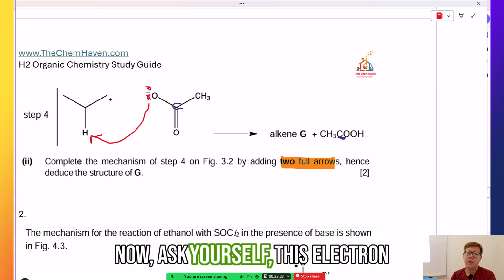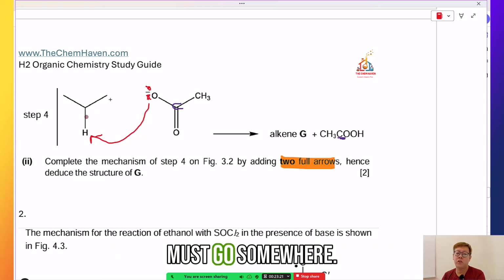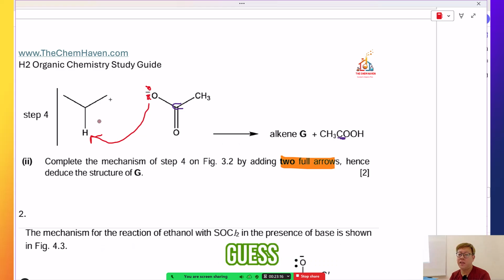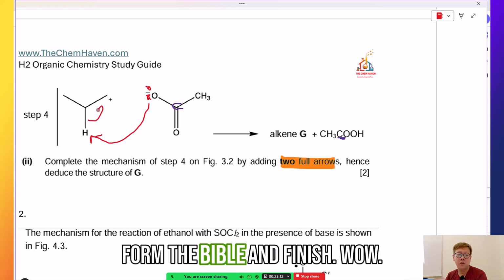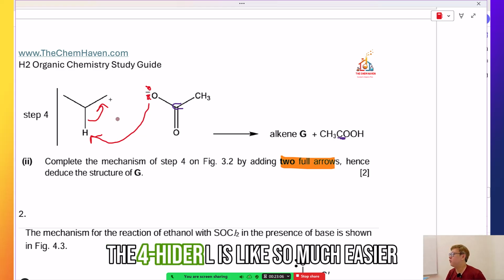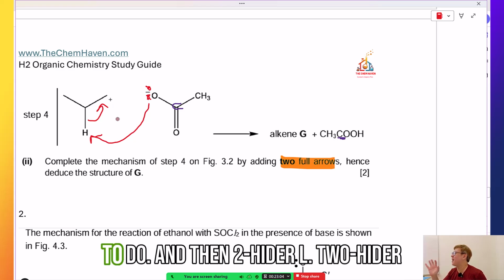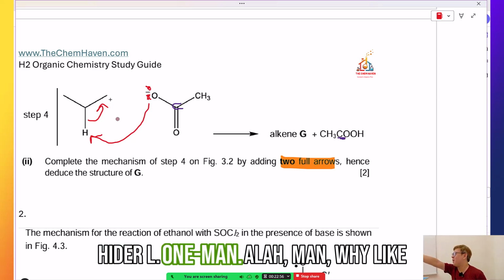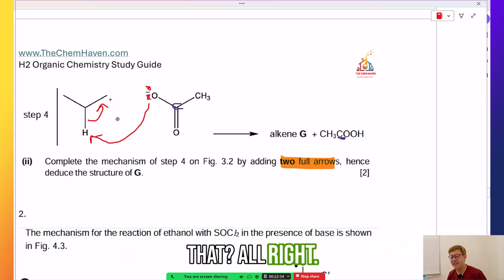Now, ask yourself, this electron must go somewhere, correct? Now, they say alkene already. Guess go where? Yeah, you just go down to form the pi bond. Finish. Wow, the full-headed arrow is so much easier to do. And then 2 arrows, 2 marks. Just now the half-headed arrows, 5 of them, 1 mark. Alamak, why like that?